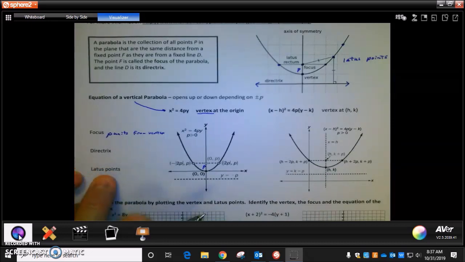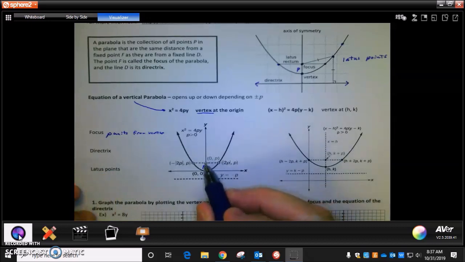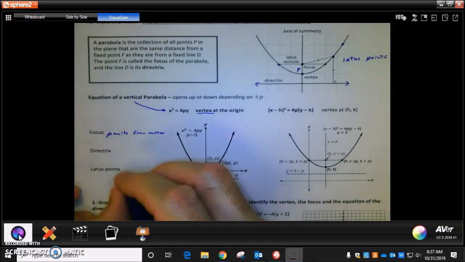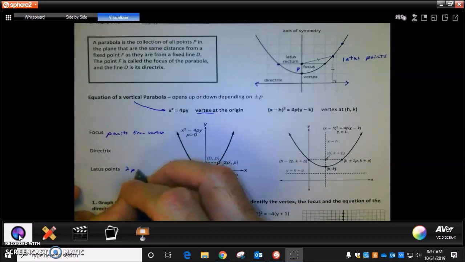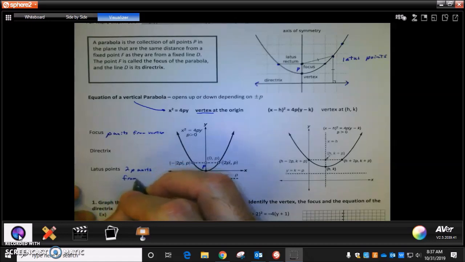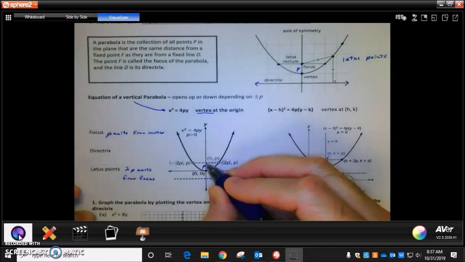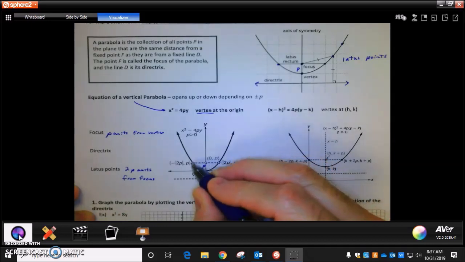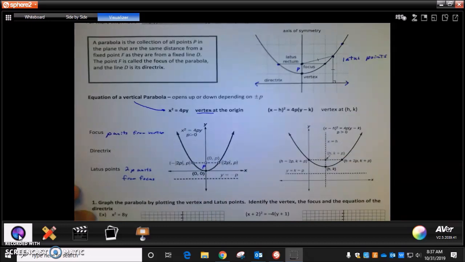Let me jump down here to the lattice points. The lattice points, the points here to the left and to the right, these 2 points on the parabola, are 2p units from the focus. So I'm going to go up p, and then I'm going to double that number, whatever that number is, and that's how much I'm going to go left and right to find my lattice points.